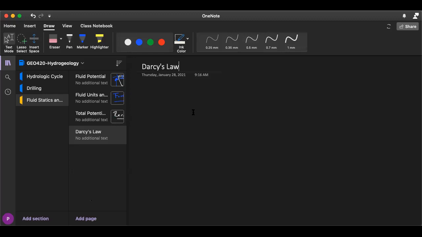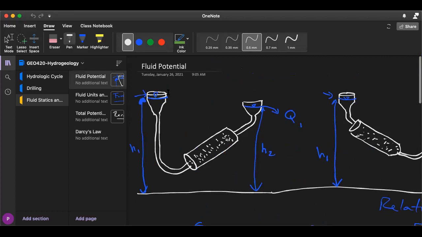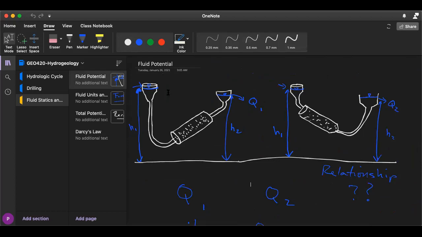And this is major. All right, we are gonna use Darcy's law all the time, all right? So here is the history of Darcy. Well, actually, before we get to Darcy, let's go back to our thought experiment. Now that we know a little bit more about fluid potential and driving things.